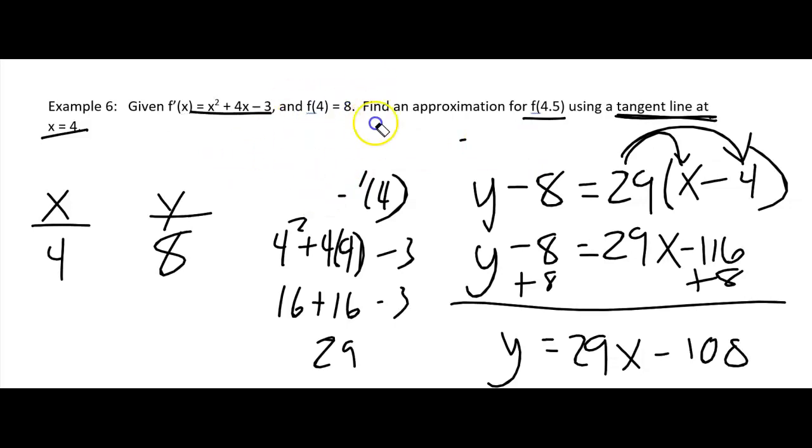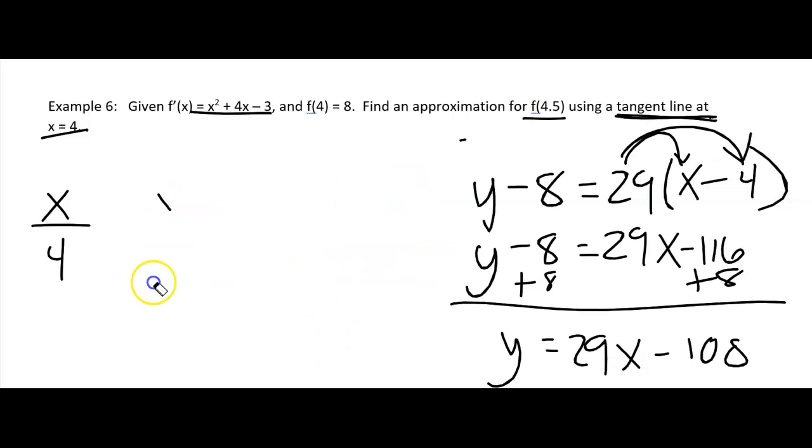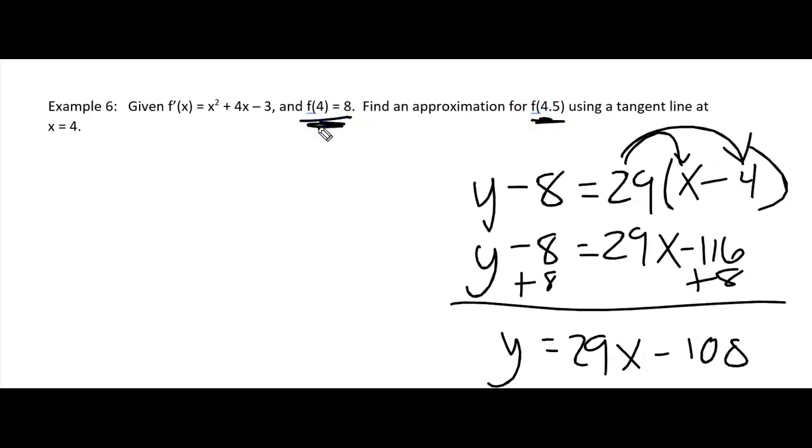So that's my tangent line. And we're going to use the tangent line to approximate what f of 4.5 is. Now, 4.5 is pretty close to 4, right? So this point that I'm estimating, since it's really close to the point of tangency, my tangent line should be able to give me a pretty good answer for what f of 4.5 is.